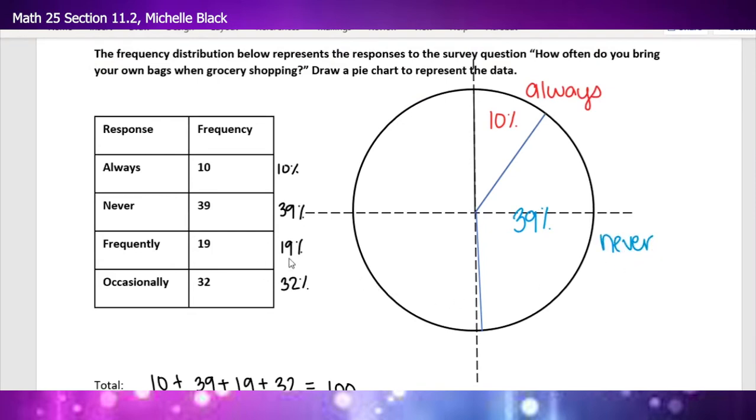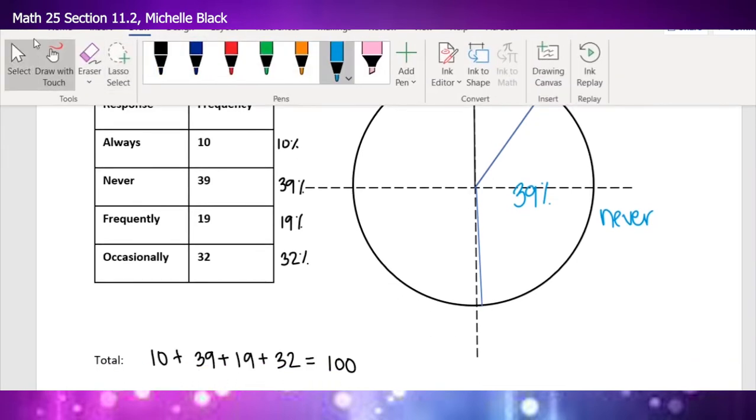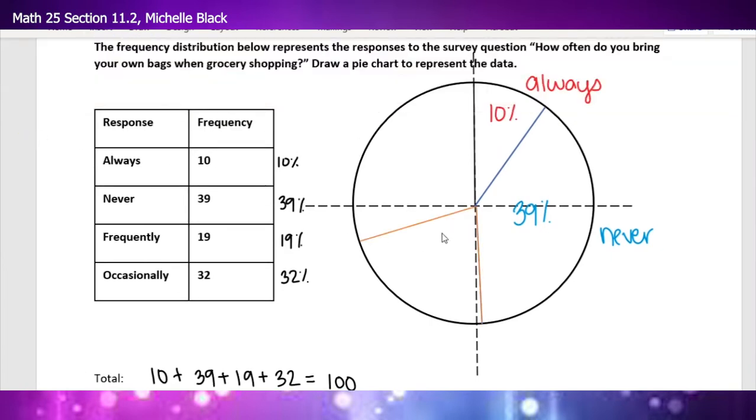The next one we have is frequently, which is 19%. I have 1% left between this dashed line and the blue line I drew. And then this sector here is 25%. So I need 18% of this wedge. And that's going to give us this piece here, which is our 19% for our frequently.